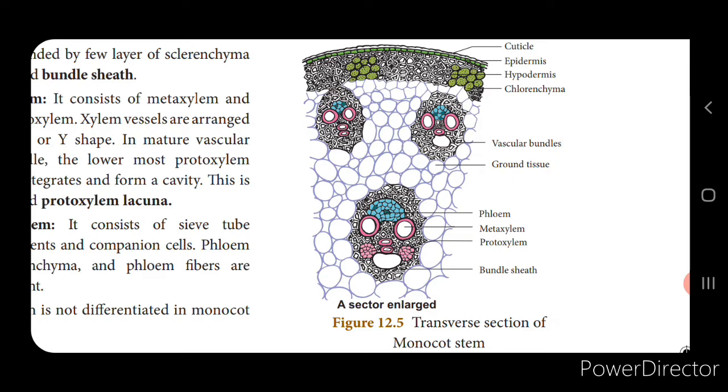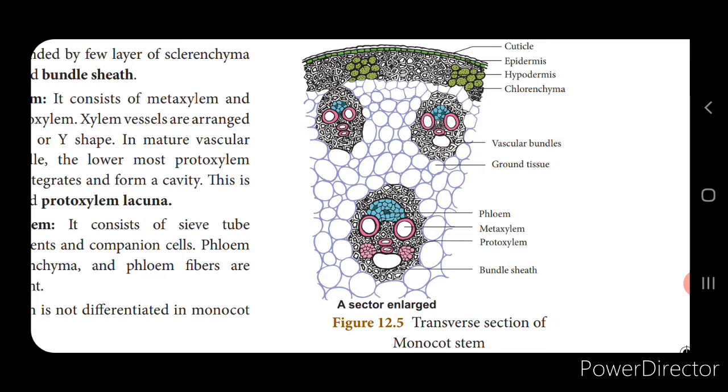And the larger one is called the metaxylem. So it consists of metaxylem and protoxylem, and the xylem vessels are arranged in a V or Y shape. Now can you see, look into the picture, three vascular bundles are present and they are in the V shape.